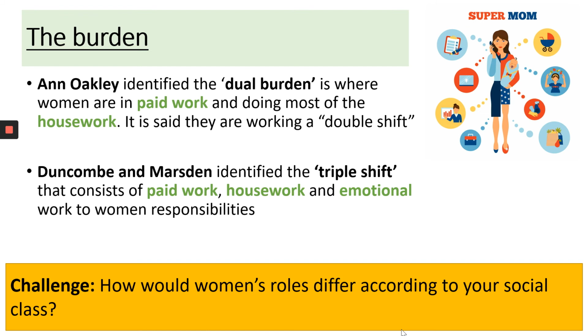So you might think back to the start about segregated and joint conjugal roles. You might think, well, actually, your household falls somewhere in between. Maybe your mum does the paid work and the housework as well as the emotional work. So it's not really the traditional segregated role, but it's not the fairly evenly distributed roles either. It's something in between. So I think there's a challenge task there about how women's roles might differ according to social class. Think about rich families. Why might they not have some of these burdens for women? Who might they employ to help them do some of these responsibilities?